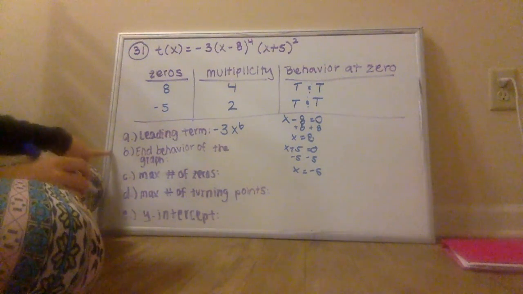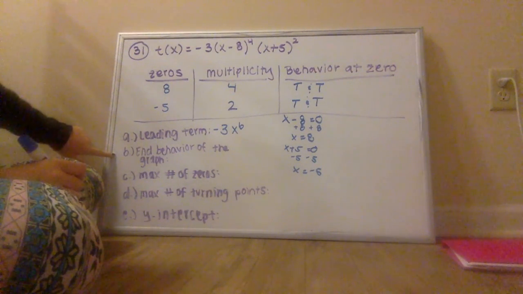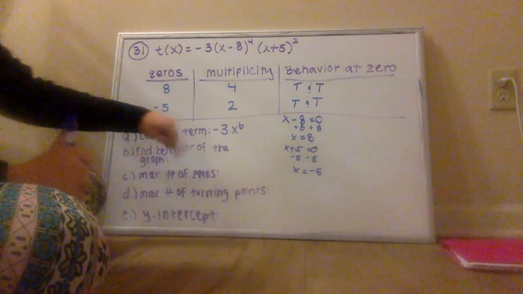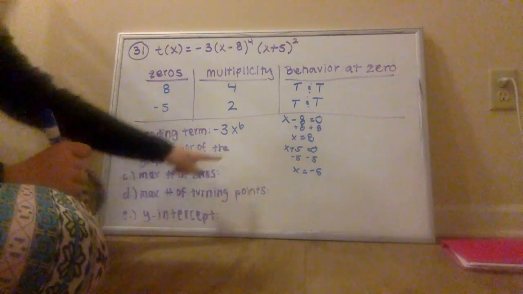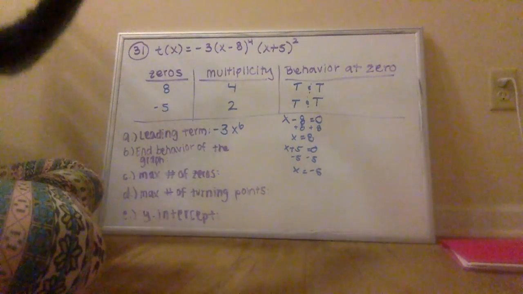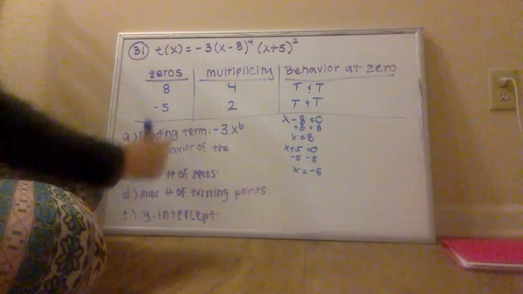Our next one is the end behavior of the graph. We're going to look at our leading term. We know we have a negative, so it's going to be pointing down. And then we have it raised to an even power, so we know that it's going to be a parabola. So we have our parabola facing down, so both ends are down.